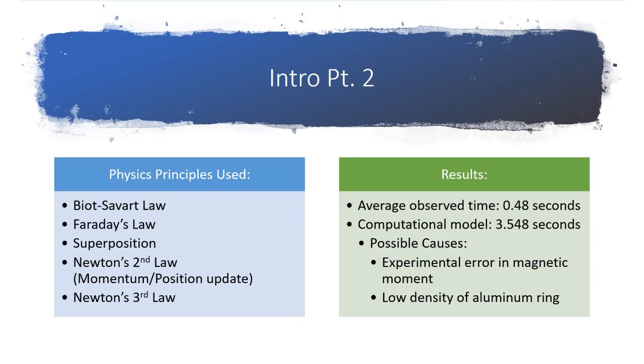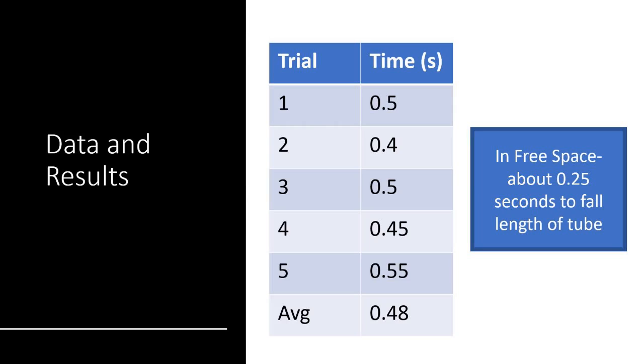And then my results were that my average observed time was 0.48 seconds, and the time for the computational model for the magnet to go through the tube was 3.548 seconds. I think some of the possible causes for this discrepancy could be the experimental error in the magnetic moment, which would be from lab 3, and also the low density of the aluminum ring because it wasn't compact together.